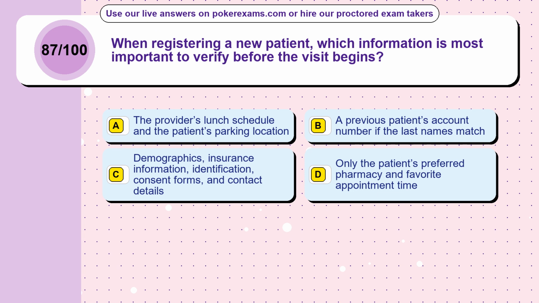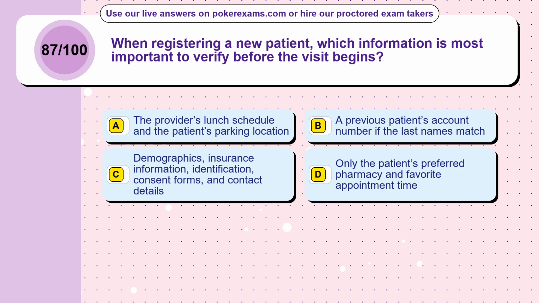Question 87. When registering a new patient, which information is most important to verify before the visit begins? Option A. The provider's lunch schedule and the patient's parking location. Option B. A previous patient's account number if the last names match. Option C.